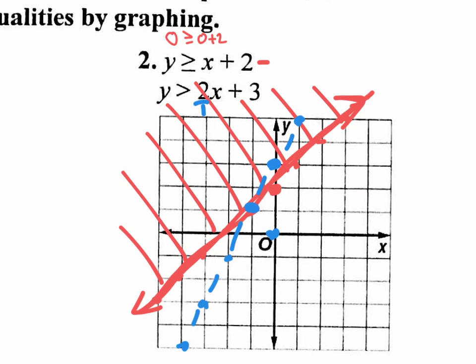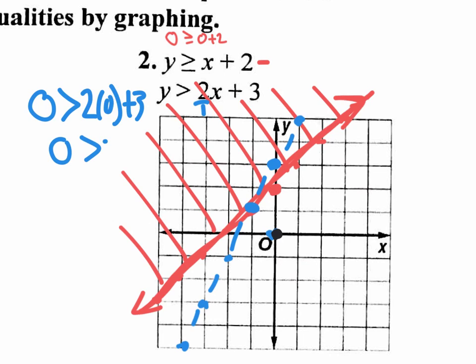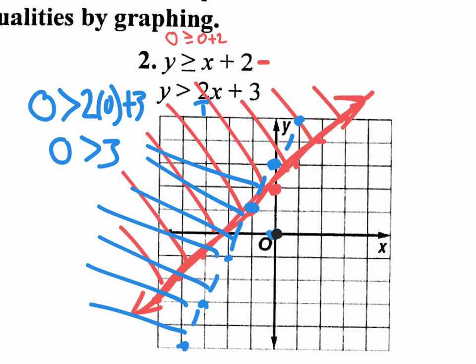So let's test the point. Again, the point 0, 0 is awesome to test. And if you check it, you'll see that on the bottom equation, it's going to say 0, if you put it in place of y, is greater than 2 times 0, if you put it in place of x, plus 3. So 0 is greater than 3. What do you think? False. So this point 0, 0 does not work. So your answers are not on this side of the blue line. They're obviously on the other side of the blue line. So you go to your blue line and you shade in the other side.